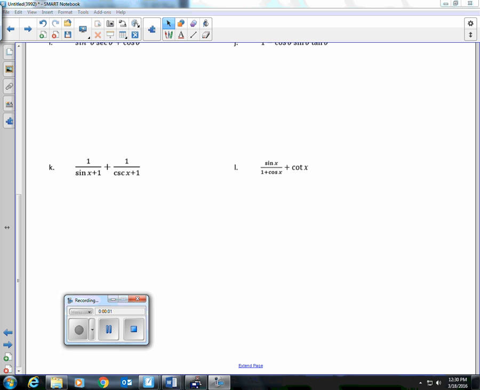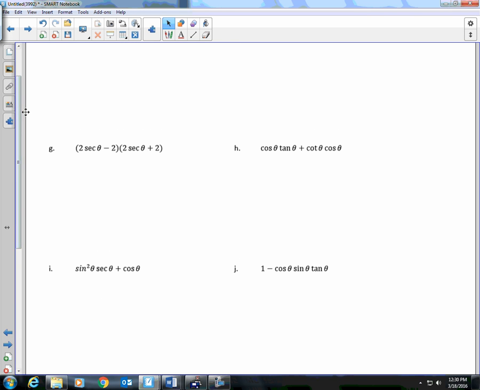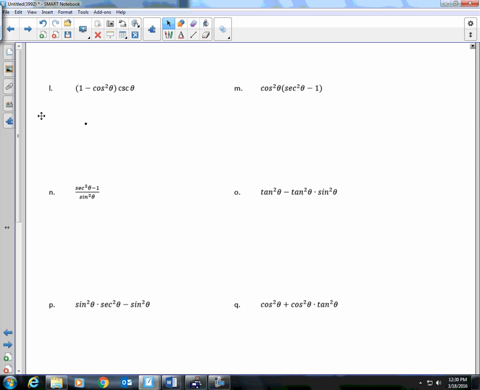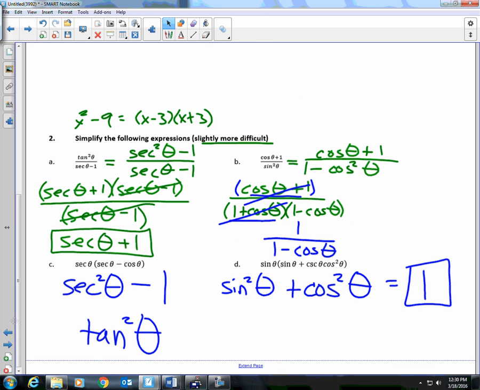Right, here we go. So, simplified trigonometric identities. We back up here. We are going to do these slightly more difficult problems.